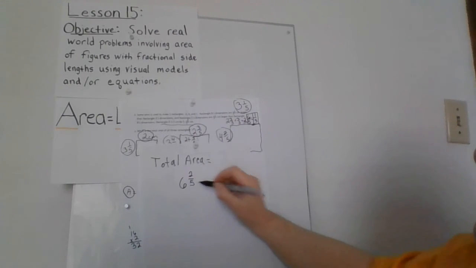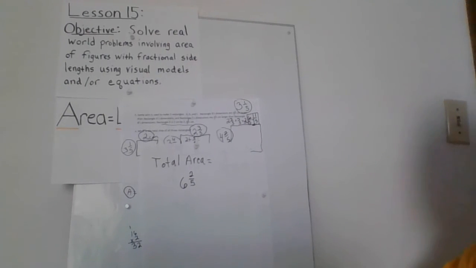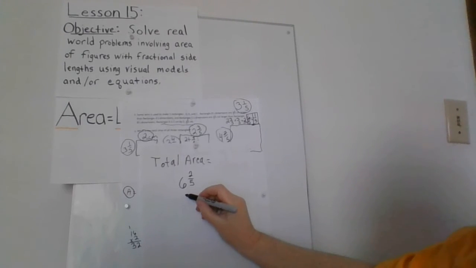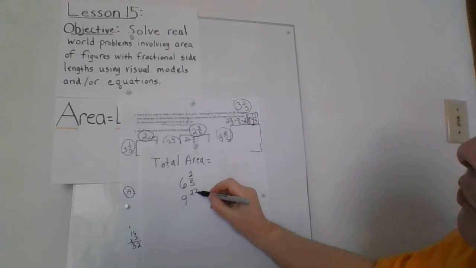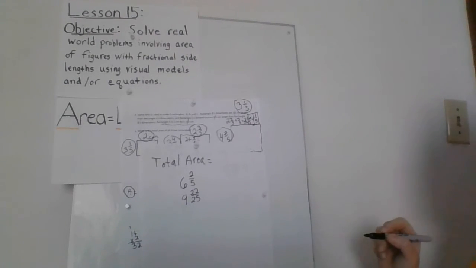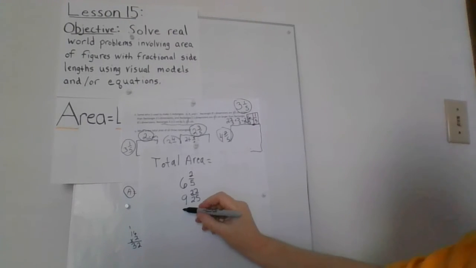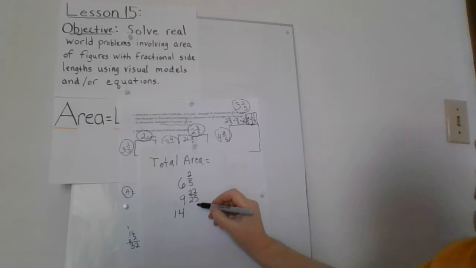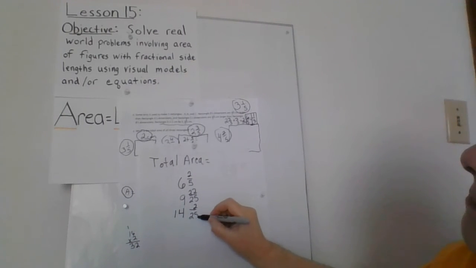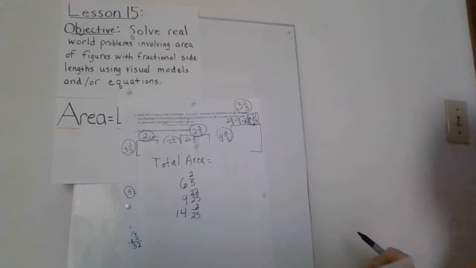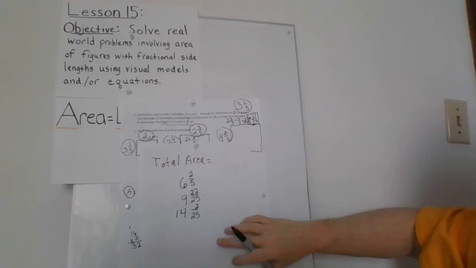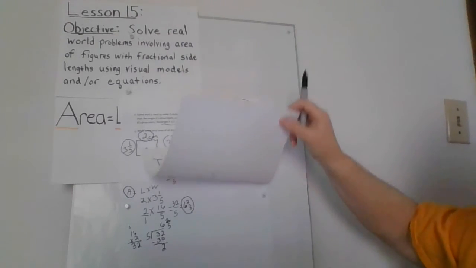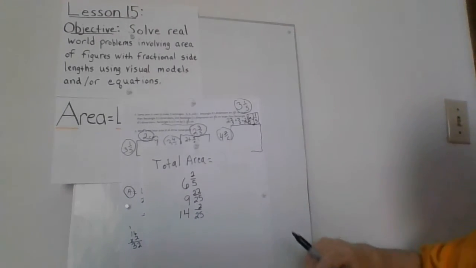So in order to find my total area, area A was 6 2/5 of a centimeter. Letter B was 9 22/25. And the area that we just found for letter C was 14 2/25. So let me double check to make sure we have all 3 of our areas correct. Area A was 6 2/5. Letter B was 9 22/25.